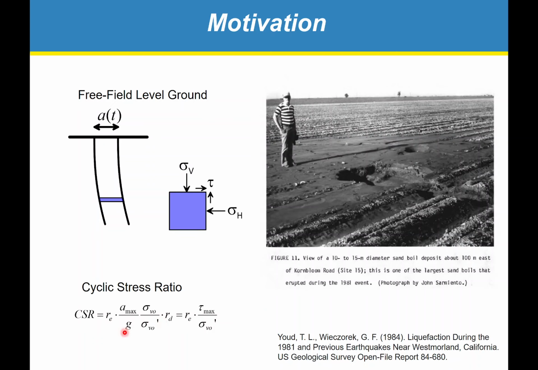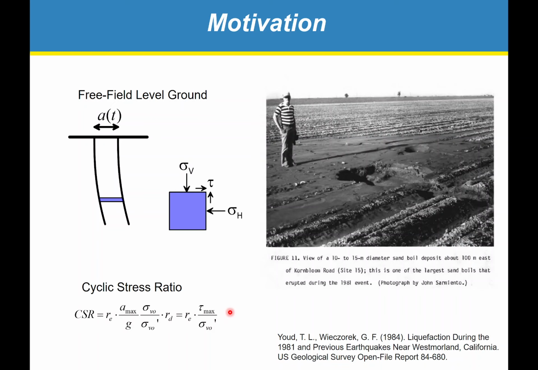This A max over g times sigma v naught term times R sub d is basically the maximum shear stress that exists on horizontal and vertical planes. So we can rearrange this equation to be simpler and just say R sub E times tau max. And then we divide that tau max by sigma v naught prime. So we divide by the initial vertical effective stress to get the cyclic stress ratio. So one thing about this equation is that we're using a single component of stress to entirely define the demand.